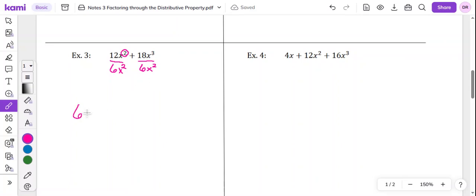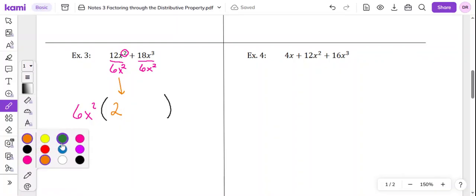Now that we've established the common factor, we have 6x squared times, and we take a look. Once we divide, we'll go through one at a time here. Divide your coefficient. 12 divided by 6 is 2. You had x to the second. You're dividing by x to the second. X is no longer remaining in this first term. Afterwards, we have 18 divided by 6. That's a positive 3.